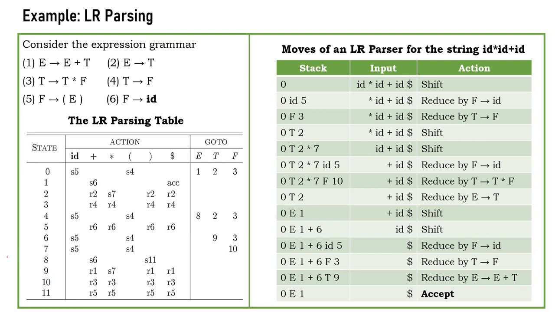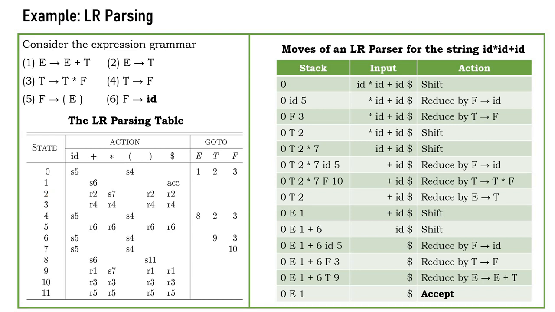LR parsing. Okay, so this is the example for LR parsing, and here we have taken the expression grammar. E implies E plus T, E implies T, T implies T star F, T implies F, F implies within a bracket E, and F implies ID. Okay, so for each and every production we have to mention the number.